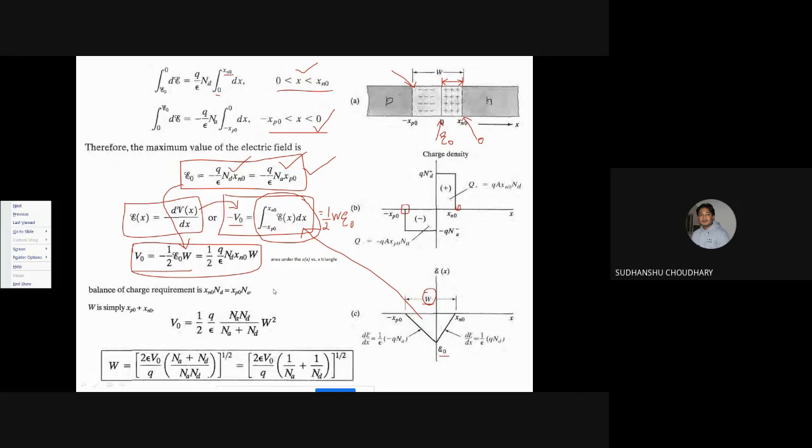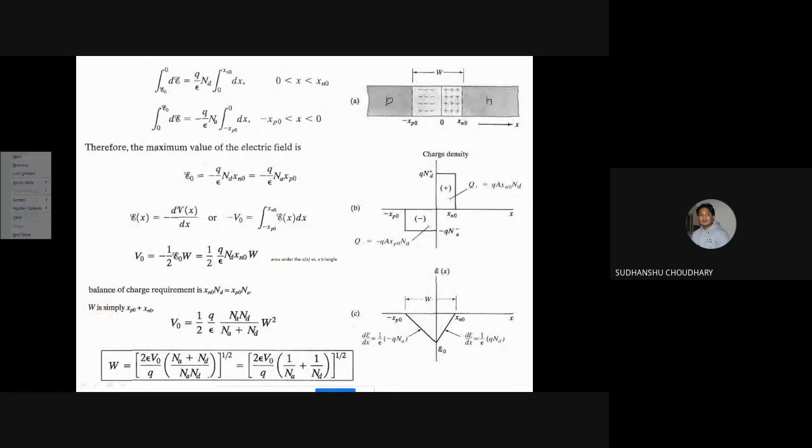Now for this, from this equation itself, maybe I'll rub everything. So from this equation, if you equate this, Q by epsilon goes off, the minus also goes off. We are left with this relation: Nd Xn naught is equal to Na Xp naught. So that is what we have written over here.